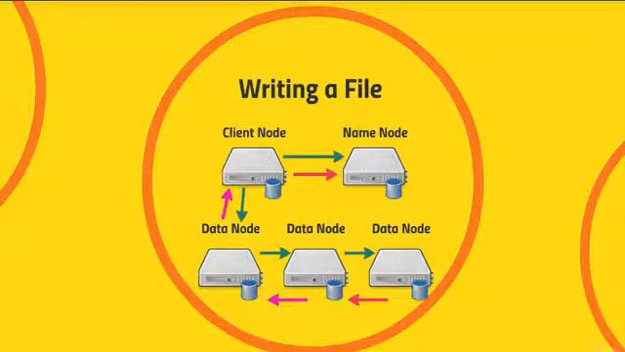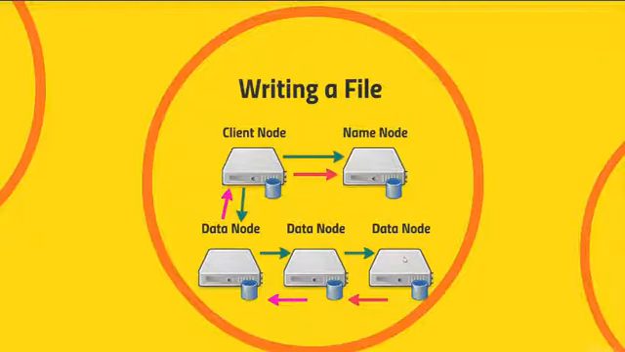It's a little bit complicated. Let's talk about that one more time. So again, writing a file, first talks to the name node and says, okay, we're going to create a new file on these data nodes. Client node talks to that first data node, and the data node says, okay, I'm going to store this block. That block's going to be replicated on this data node, and then we're going to pass it on to this data node.